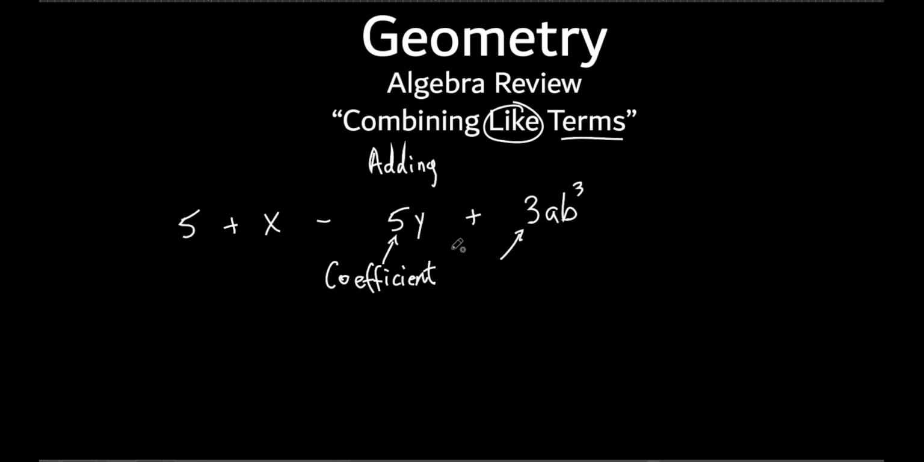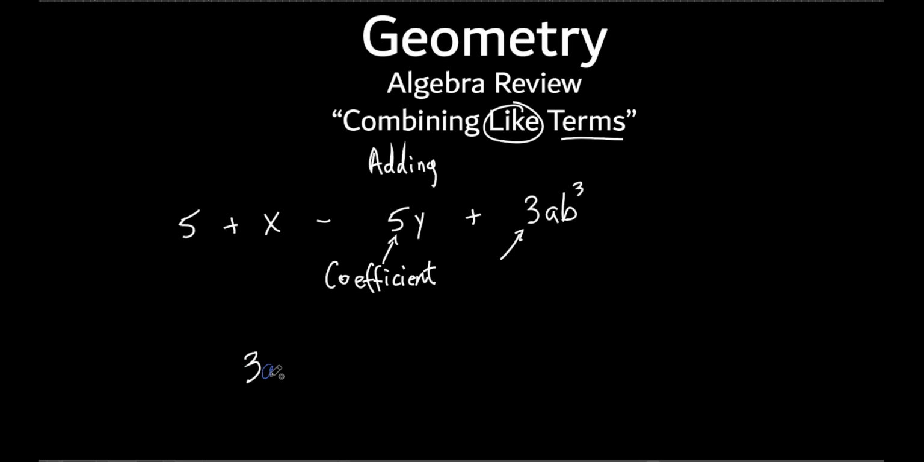So 5 is a coefficient. 3 is a coefficient. In order to be a like term, the coefficients can be different, okay? But the rest of the term, all the letters, all the squares, the cubes, all that, have to be exactly the same. Did you hear what I just said? The coefficient can be different. For instance, if you're going to add apples, okay? It's a simple little thing that math teachers like to use all the time. I don't know why. They count apples, all right?